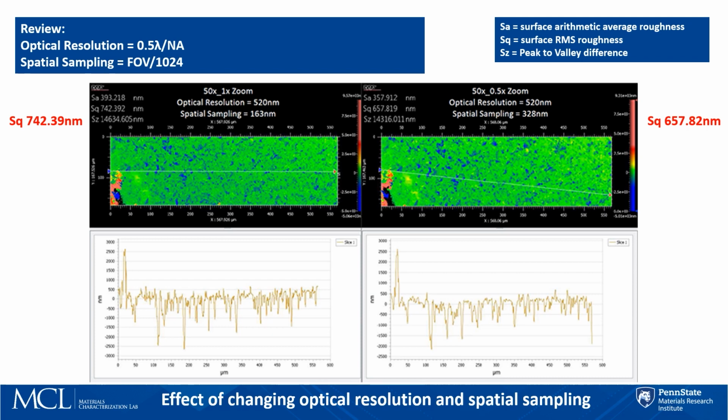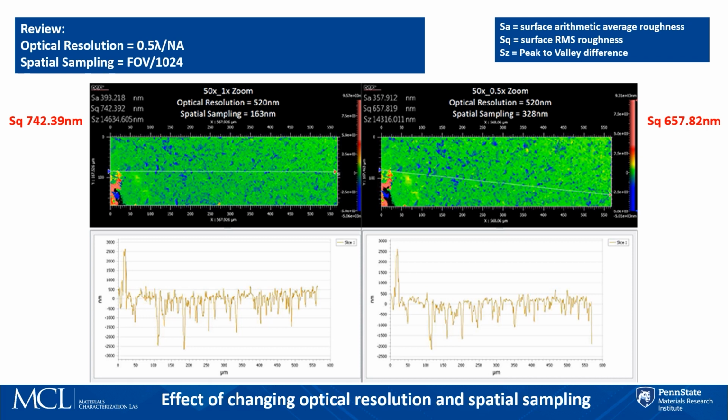So depending on how we look at this surface, whether it be the 2.75x at 111 or the 10x at 476 or the 50x.5x at 657.8 or the 50x1x at 742, these are all correct. It's just under the conditions that we have measured it. And that's why it's so important to maintain consistency in your measurement conditions so that you have direct comparison of your data.